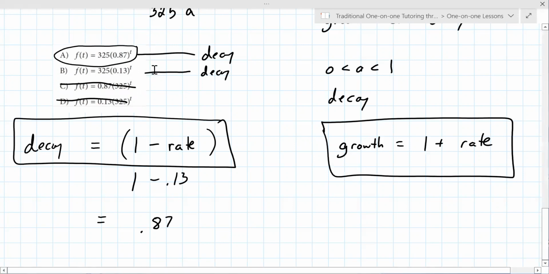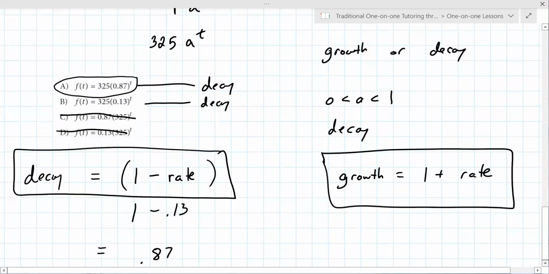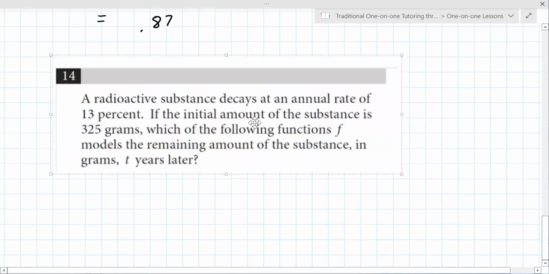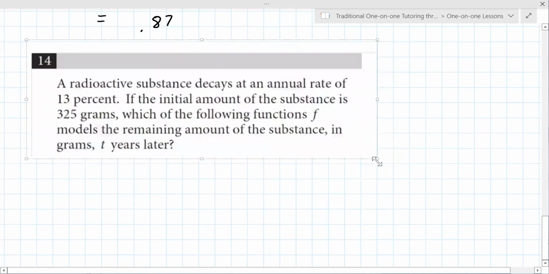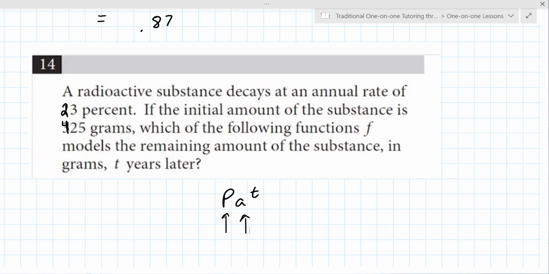Okay, so I'm going to give you the same question, but I'm going to change the numbers. I'm going to ask you to write the equation. So we're going to change this to 23% and 425 grams. And I want you to write the equation. Basically, I'm just asking you to tell me the values of P and A. All right. Let's do 20.